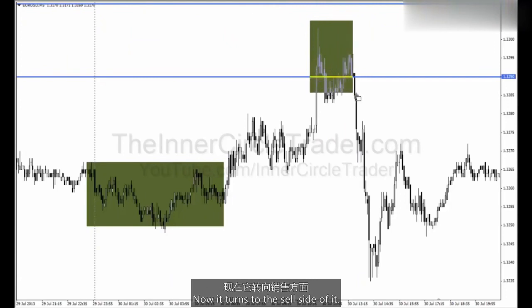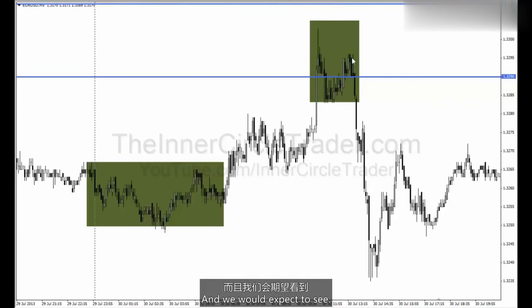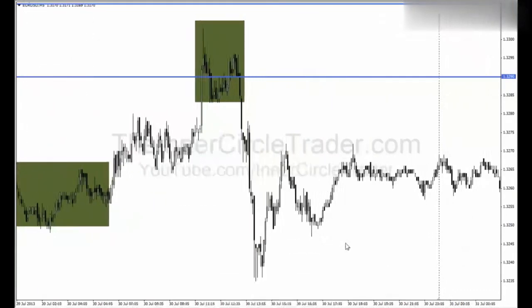Now it turns to the sell side of it. Okay, so we are now in a market maker sell model profile, and we would expect to see this consolidation run out as you see here. Market moves down, consolidation, then here another break lower. Where's it trade to? Below the consolidation where accumulated positions were taken on. And you can see ultimately that's the price model right there.